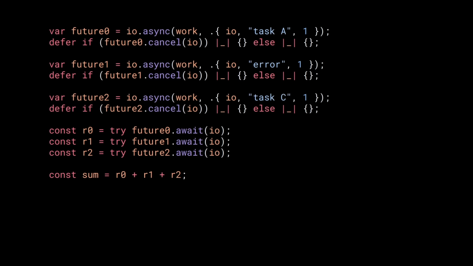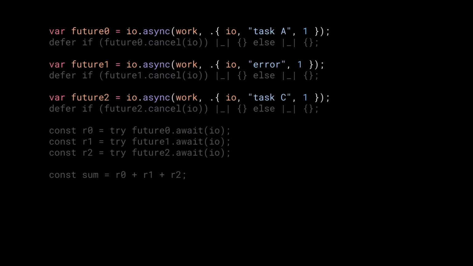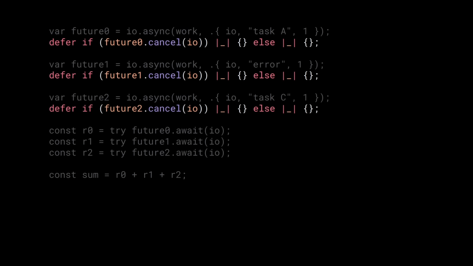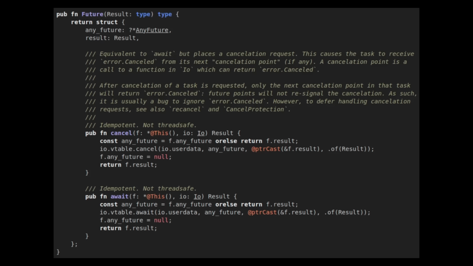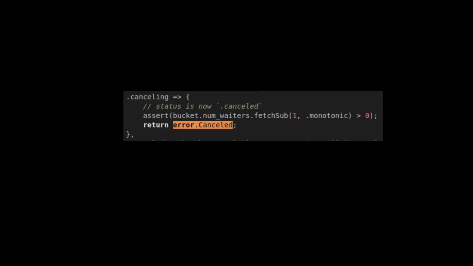That's when cancellation comes in. After each async call, you can use defer to cancel a future with the cancel method, or you can use a defer block. What's important to understand is that await and cancel have pretty much the same behavior. The only difference is that cancel will request the cancellation of the future. From what I understood, I/O implementation will, at relevant times and places, check if a cancellation was requested, and if it was, will exit early by returning an error.cancelled.